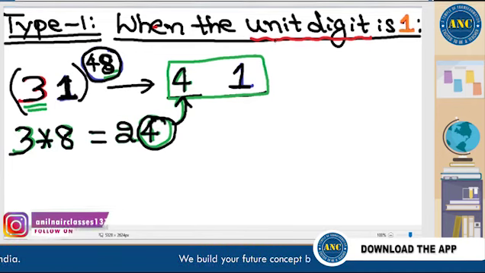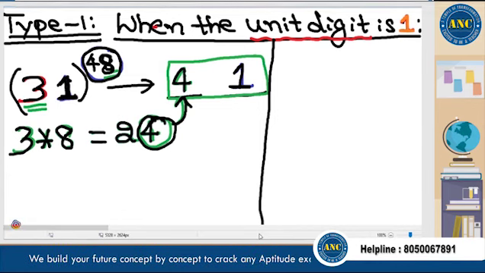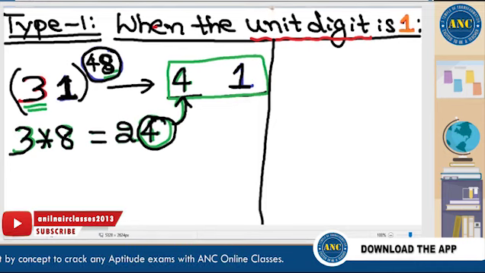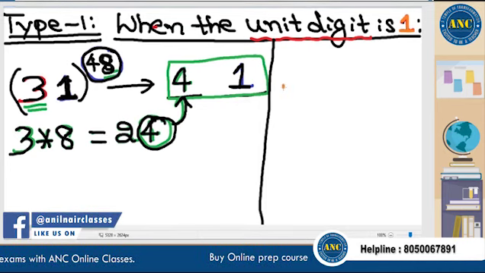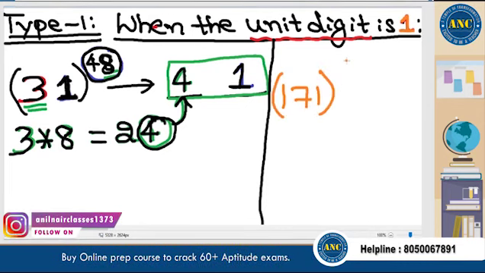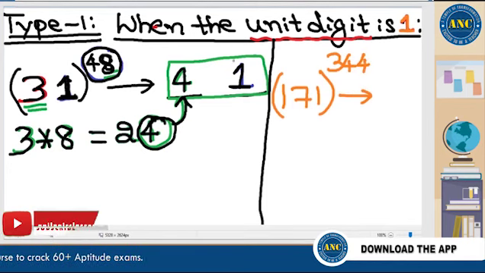One more example if you are not clear. Do not worry about the number of questions which I will be taking. I will keep taking as many questions as possible until it is very, very clear for my students. Suppose take any number where the unit digit is 1. Suppose for example 171. Take any power of your choice. Suppose for example 344. Same logic I will implement, sir.